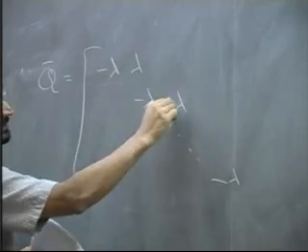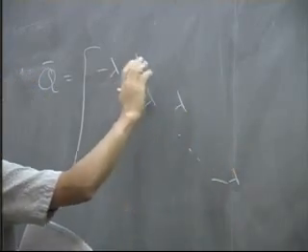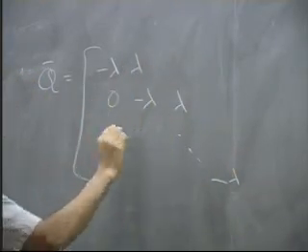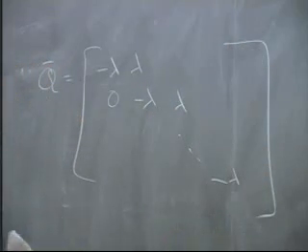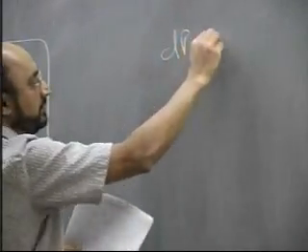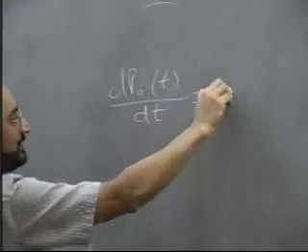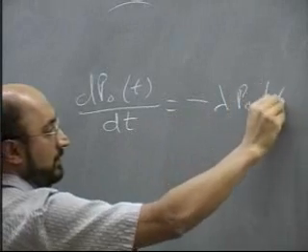So we get lambda here. Sorry, am I doing this right? Yeah. And then I come down with 0. It's a pretty straightforward matrix. There's not a whole lot going on. And so we can write down dp0(t)/dt, the time evolution, as minus lambda p0(t).